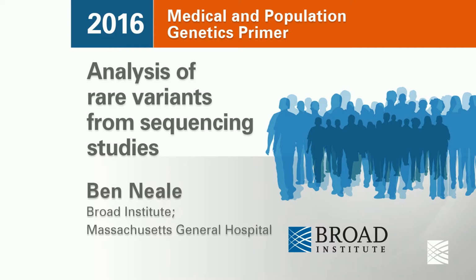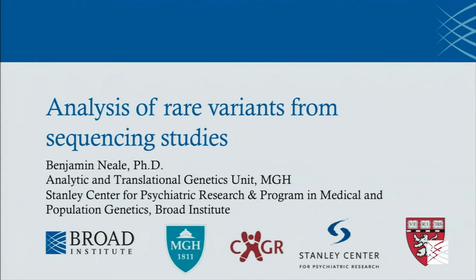I'm Ben Neale. I'm at the Analytic and Translational Genetics Unit over at MGH, and I'm an institute member here at the Broad. And I'm going to talk to you about the analysis of rare variants from sequencing studies. This talk will be focused more on how we think about study design, how we think about testing, how we think about the kinds of ways that we'll actually evaluate the rare variants that might come out of a pipeline that, say, Geraldine talked to you about in this series a little bit earlier.